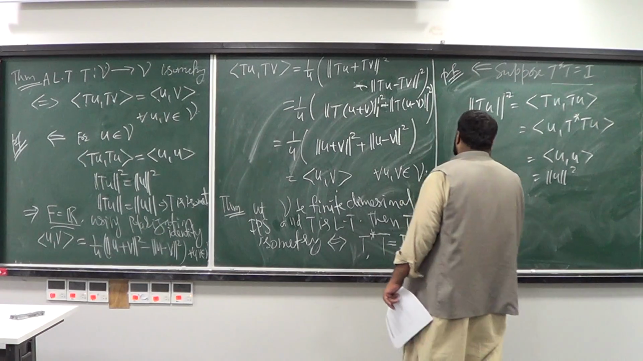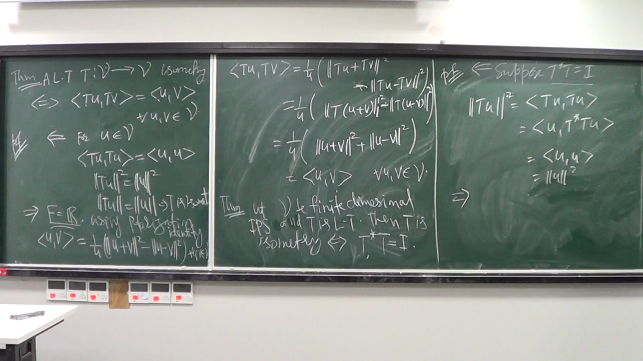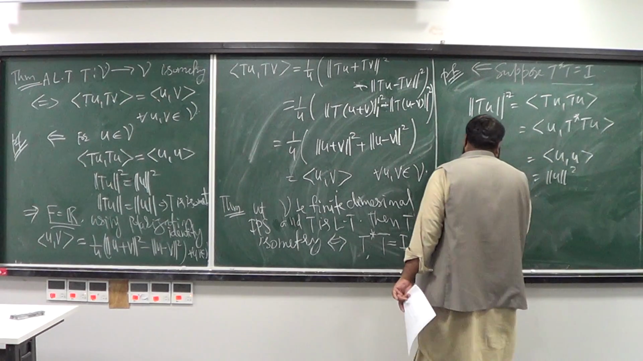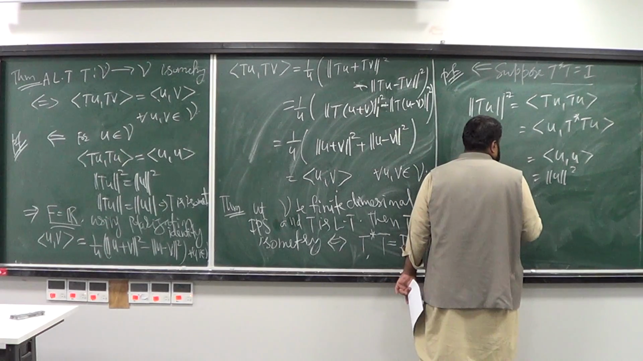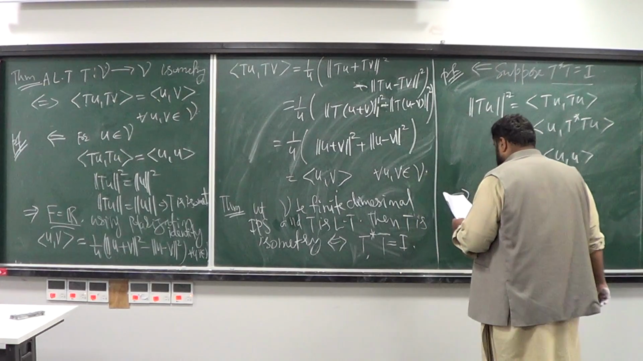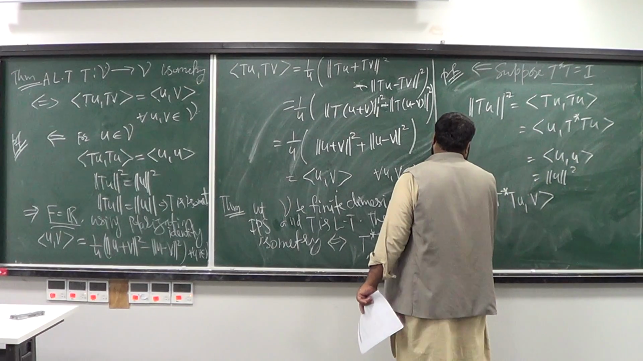Now let's prove this in the forward manner, and let's assume that T is an isometry. Why is the adjoint composed with the transformation going to give you the identity? So suppose that T is an isometry. Let's apply T star T onto U. Okay, so I'm going to prove this side.